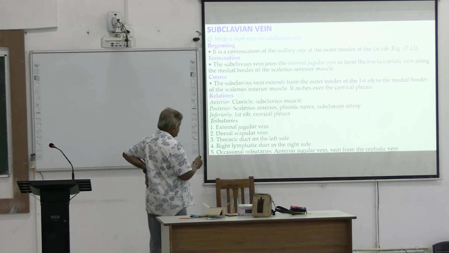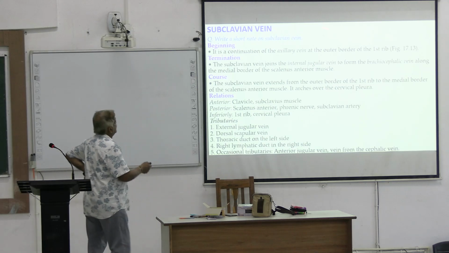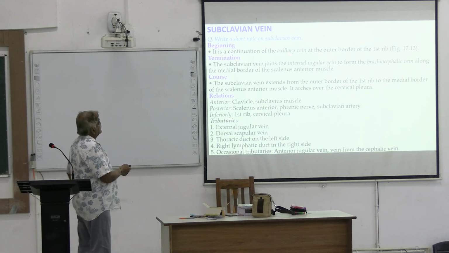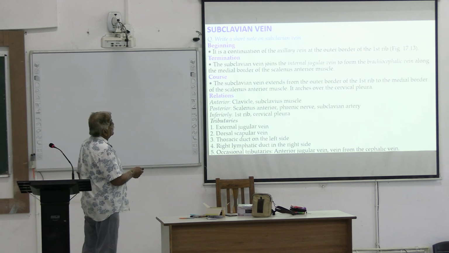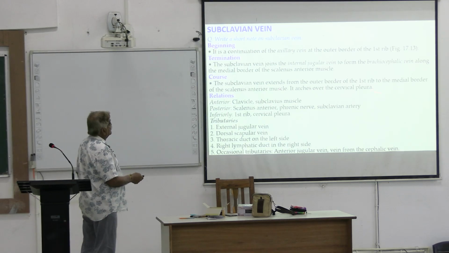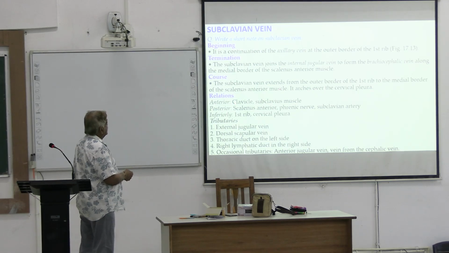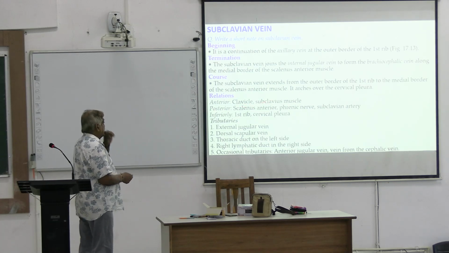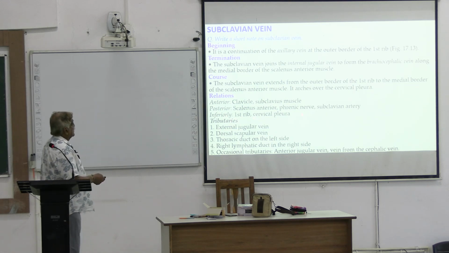Now, subclavian vein. Write a short note on subclavian vein. Beginning: it is the continuation of the axillary vein at the outer border of the first rib. Termination: the subclavian vein joins the internal jugular vein to form the brachiocephalic vein behind the medial end of the clavicle. It arches over the cervical pleura. Relations: anteriorly clavicle and subclavius muscle; posteriorly scalenus anterior, phrenic nerve and subclavian artery; inferiorly first rib and cervical pleura.